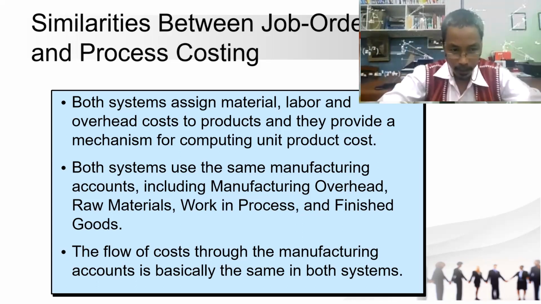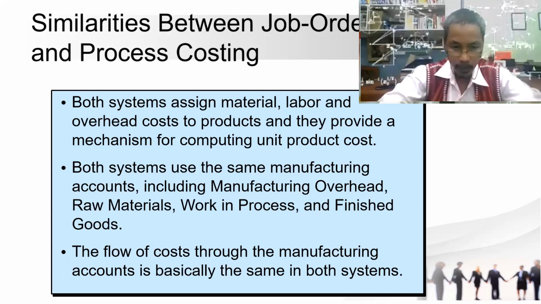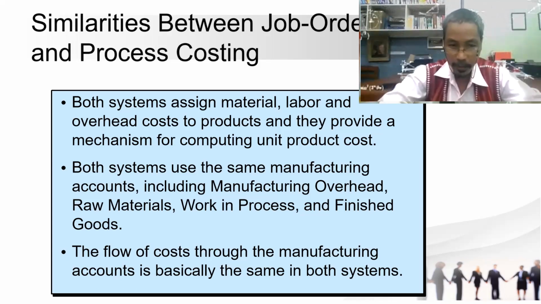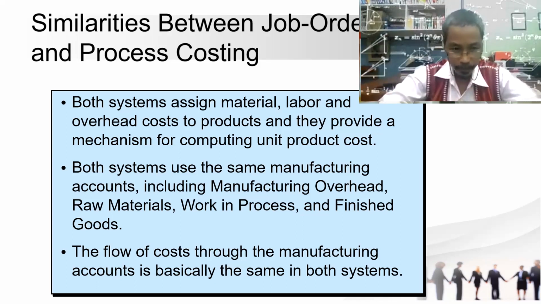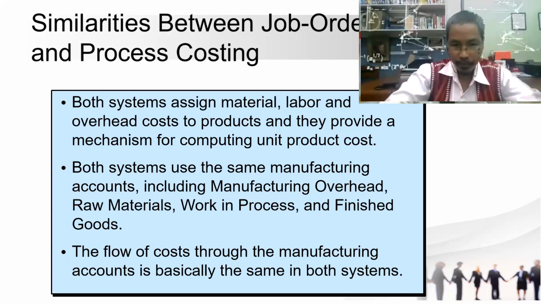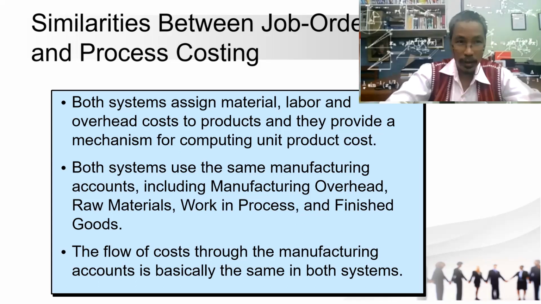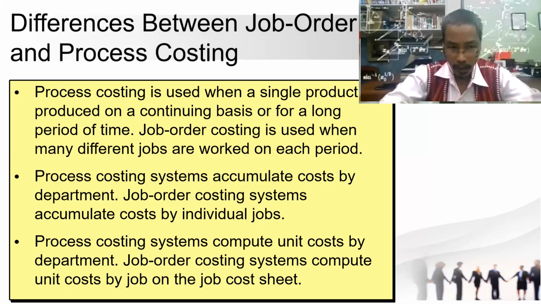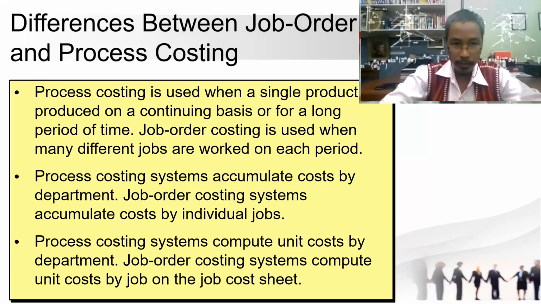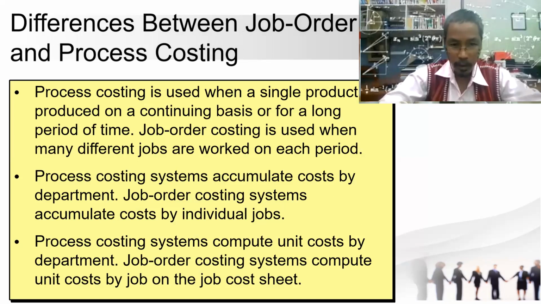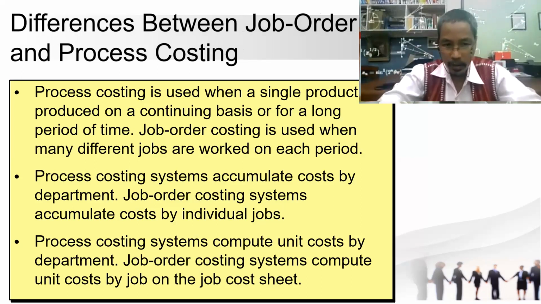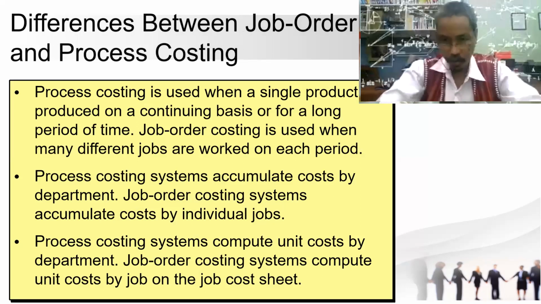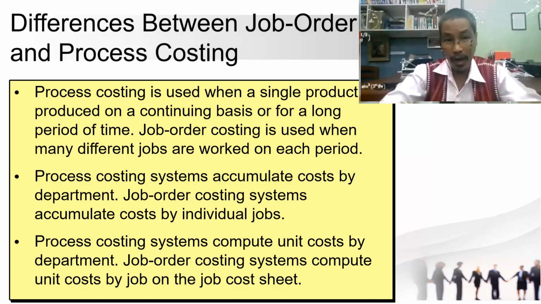And the third one, the flow of cost through manufacturing accounts is basically the same in both systems, meaning job order and process costing. Basically the same, but they are somewhat different. How do they differ? Process costing is used when a single product is produced on a continuing basis for a long period of time. How about job order? It is used when many different jobs are worked on each period. So that is one clear difference.